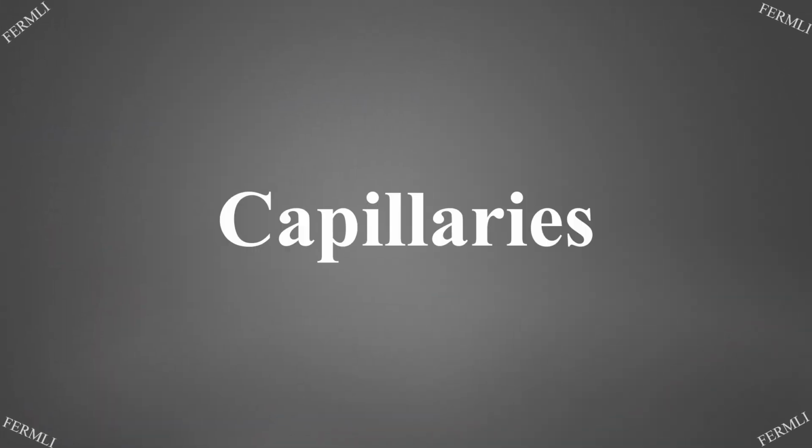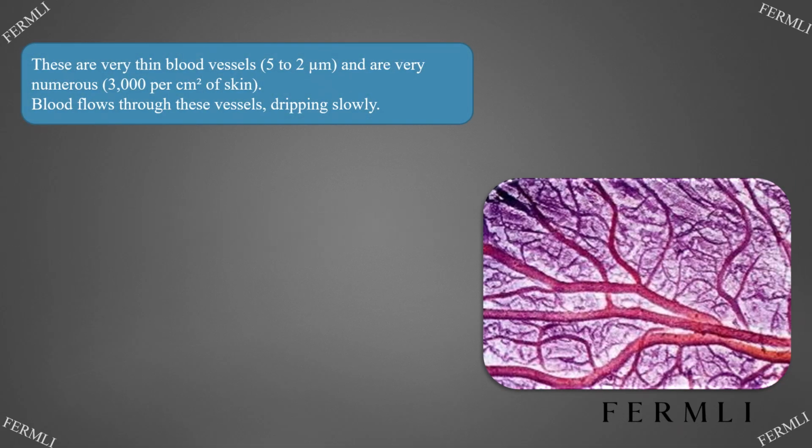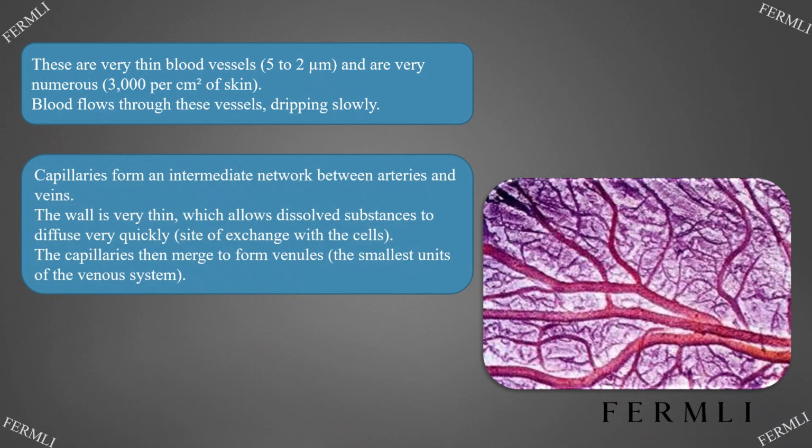Capillaries. These are very thin blood vessels, 5 to 2 micrometers, and are very numerous, 3,000 per square centimeter of skin. Blood flows through these vessels, dripping slowly. Capillaries form an intermediate network between arteries and veins. The wall is very thin, which allows dissolved substances to diffuse very quickly, the site of exchange with the cells. The capillaries then merge to form venules, the smallest units of the venous system.